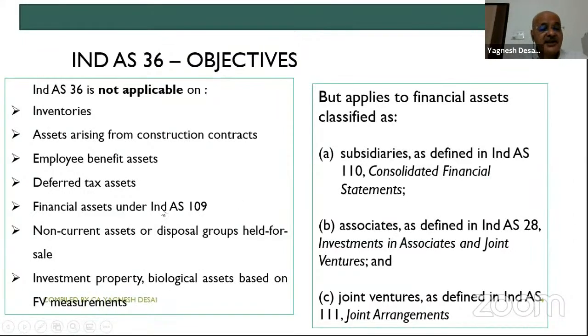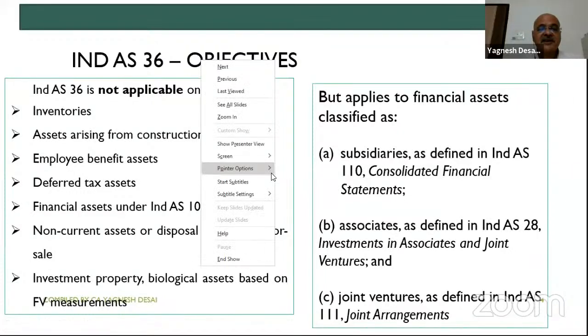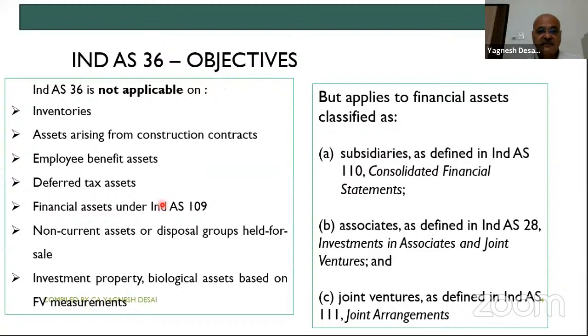Friends, you will say, sir, here you are writing financial assets 109 and here you are writing that it applies to the financial assets classified as subsidiaries as defined under Ind AS 110, Ind AS 28, and Ind AS 111. But the difference lies, let me start the pointer. The difference lies in this question. This is 109 and this is 110, 28, and 111. So what is the difference between these two, sir?